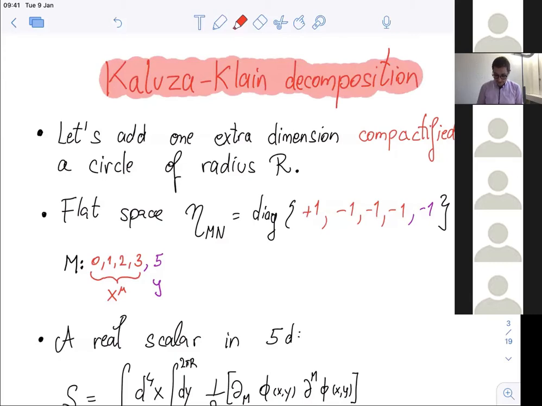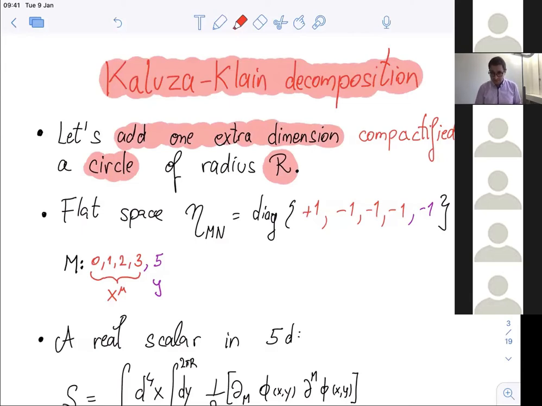I will show you this KK decomposition on an explicit example. So I will take one extra dimension, which is compactified on a circle of radius r, and r is small.